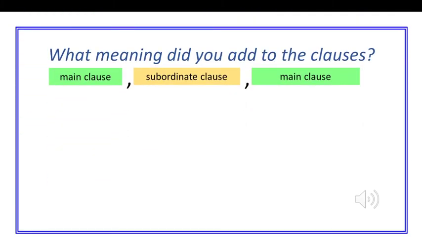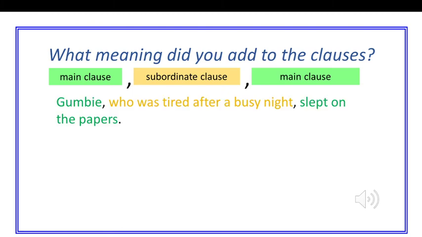Okay, so let's just look at some examples here that we might have come up with. So we have our relative clause, remember, was Gumby slept on the papers. And we have split that main clause and embedded into it our relative clause. And we have, from that, got Gumby, who was tired after a busy night, slept on the papers.